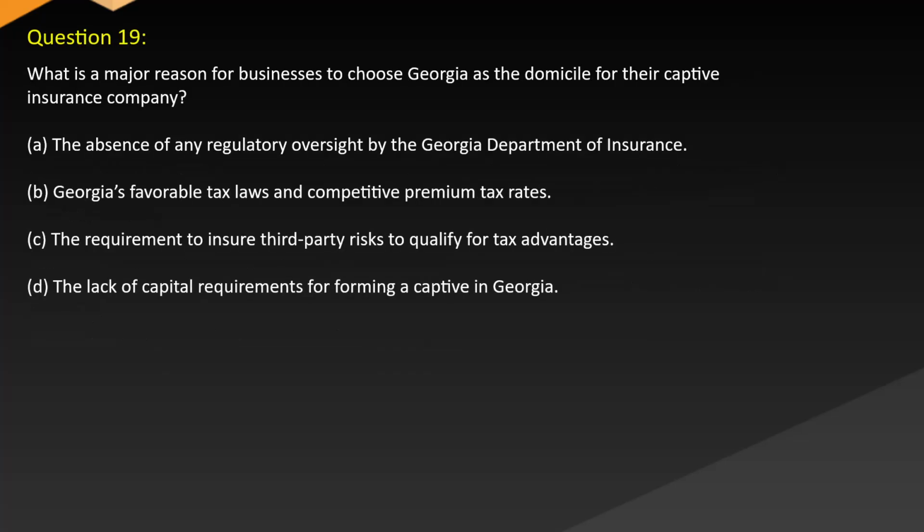Question 19. What is a major reason for businesses to choose Georgia as the domicile for their captive insurance company? A. The absence of any regulatory oversight by the Georgia Department of Insurance. B. Georgia's favorable tax laws and competitive premium tax rates. C. The requirement to insure third-party risks to qualify for tax advantages. D. The lack of capital requirements for forming a captive in Georgia.